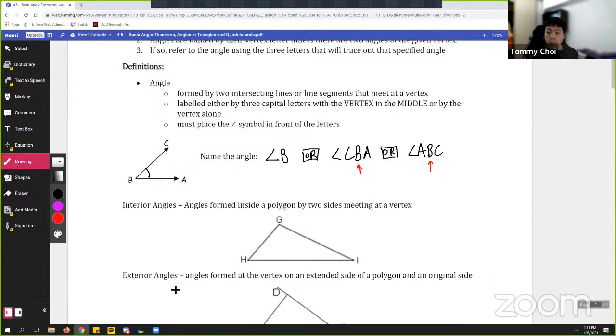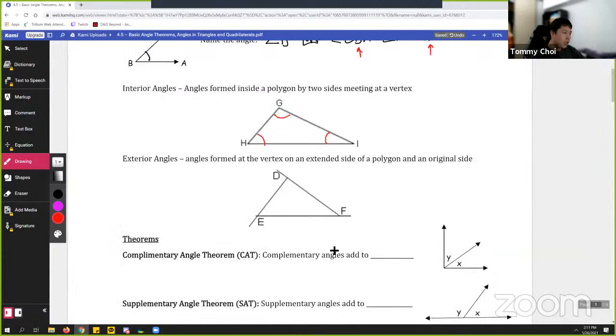So then, more definitions here. Interior angles are angles formed inside a polygon by two sides meeting at a vertex. So that would be this, this, and that, right? Pretty simple. Interior means inside in English, so the angle's inside a polygon. The exterior angles are angles formed at the vertex on an extended side of a polygon and an original side. So that would be the outsides here, and these angles would be considered exterior angles. Okay.